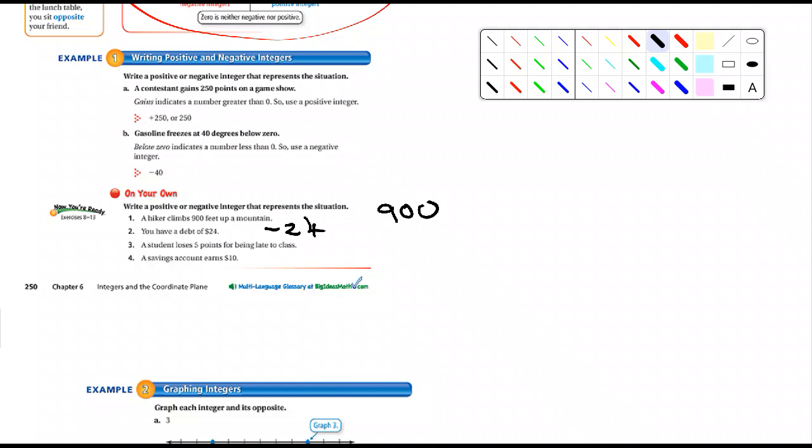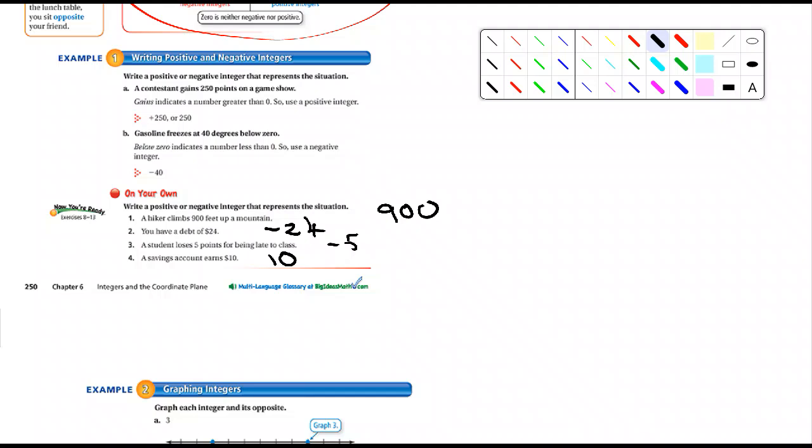Number 3, Mr. Orweller, a student loses 5 points for being late to class. How would you write that? Negative 5. And then number 4, a savings account earns Mr. Laboutier $10. How would you write that number? 10. Okay. Yeah, so 20 points. Mr. Williams, erase points.